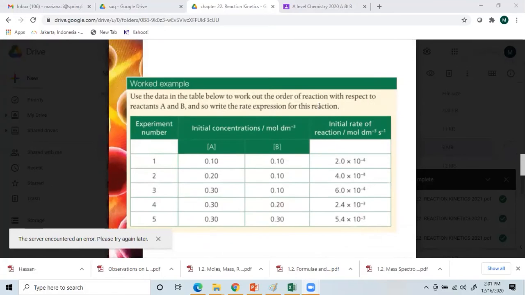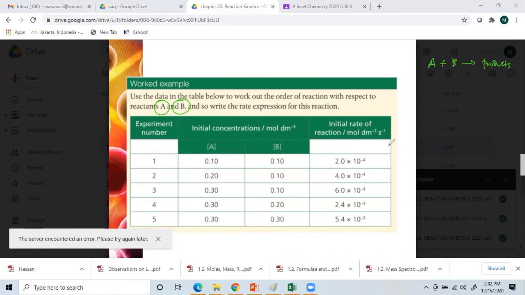Okay, I just told you that there are three ways to calculate the order of reaction. First is by the experimental data. Now we have this table, and we should use this table to work out the order of reaction with respect to reactants A and B, and write the rate expression for this reaction. So for example, we have the reaction A plus B becomes product. We want to find out the order for each reactant.